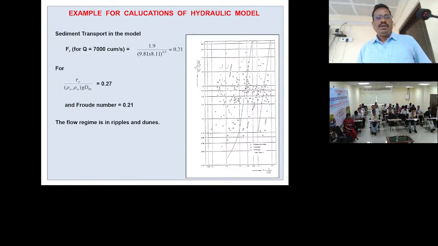Here you can see the sediment transport in the model. You can calculate it by this diagram. Here, 0.27. If you take this Froude number, the flow regime will be ripples and dunes, like this diagram. It will be like this in your model.